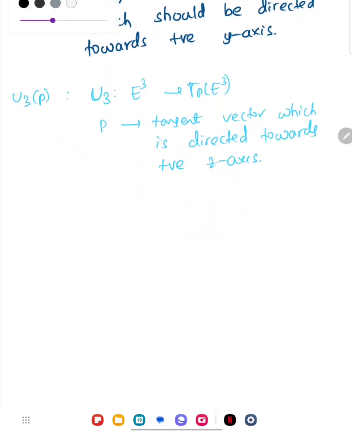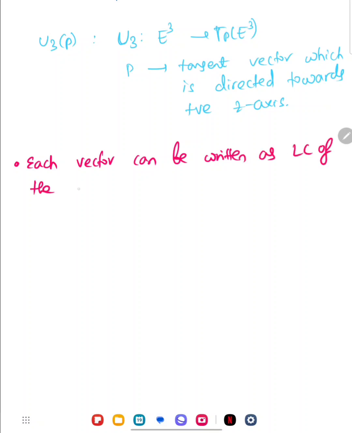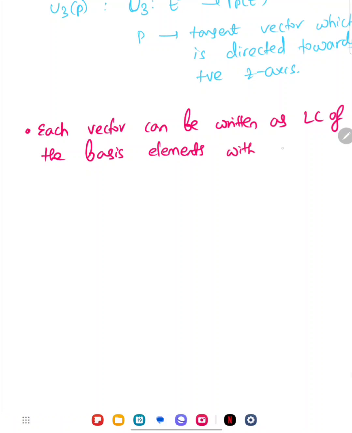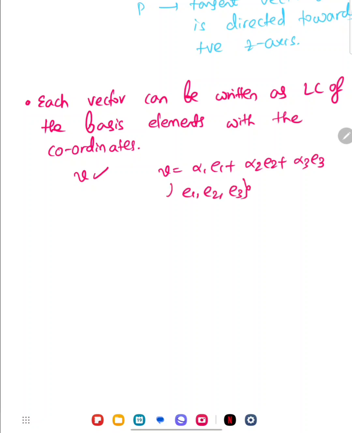So this is about a similar concept to the basis in a vector space. Next, in the case of vector spaces, each vector can be written as a linear combination of the basis elements, with the coordinates. Suppose V is a vector, then V can be written as a linear combination of the basis. Here E1, E2, E3 form the basis of R3, and alpha are called the coordinates of the vector.